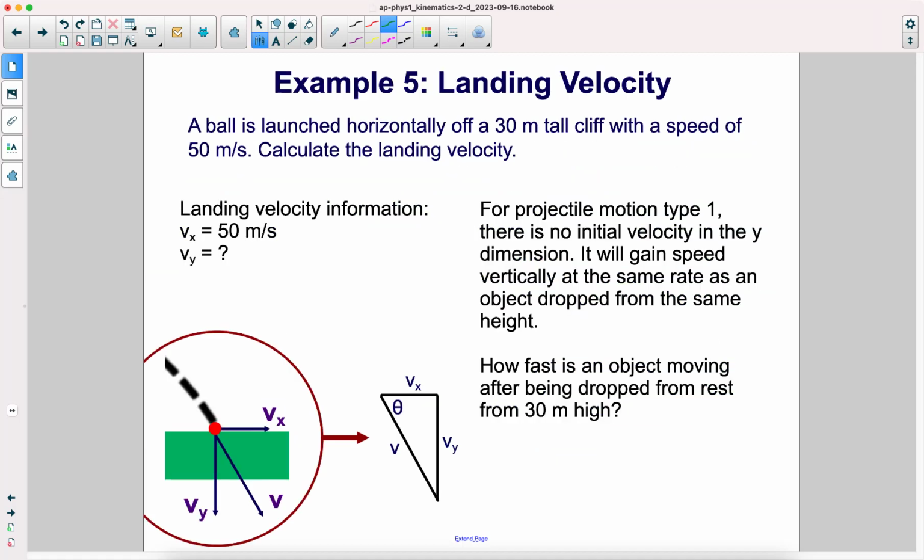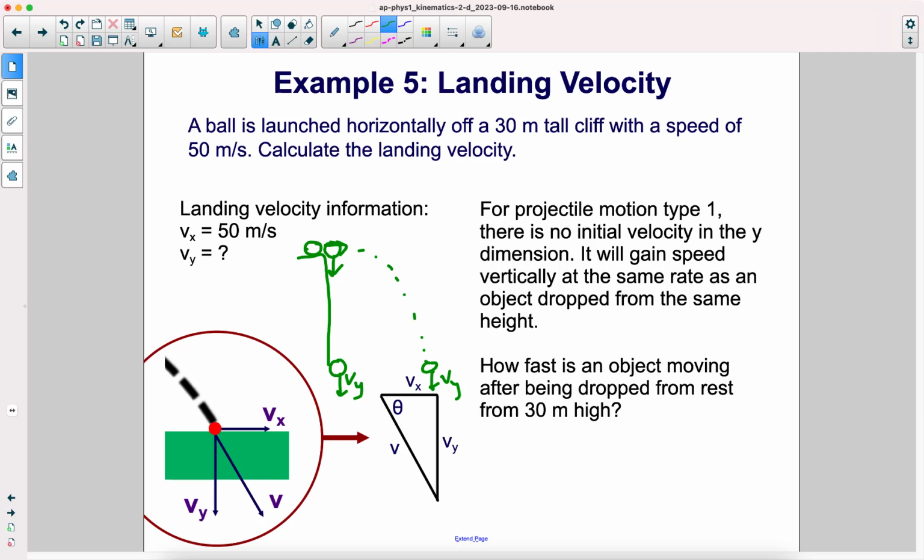For projectile motion type 1, there's no initial velocity in the y dimension. It will gain speed vertically at the same rate as an object dropped from the same height. So here's our cliff, and we're launching a ball off horizontally. It's going to go like this, and it's going to land with a certain y component of velocity. However, if you took that ball and just dropped it, it would also land with that same amount of velocity in the y dimension.